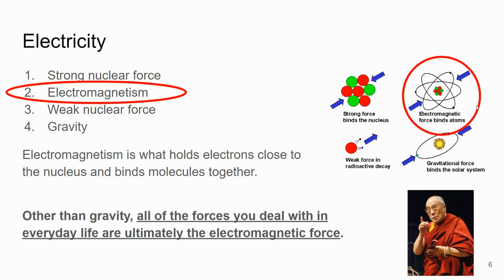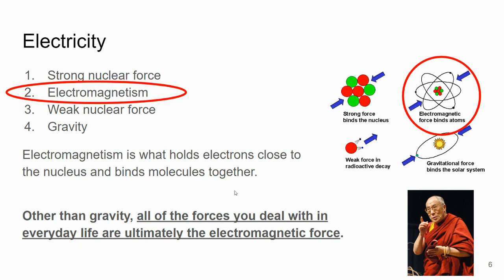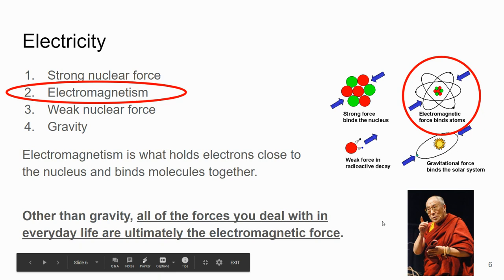It's also all of the molecular bonding that goes on in all of chemistry. It's all about electromagnetic charges, electromagnetic forces. And other than gravity, all the forces you deal with in everyday life are ultimately the electromagnetic force. So all the problems we did last year involving the normal force, well, the normal force at its smallest level is an electromagnetic interaction between things. So is friction. So is tension in a rope. All of these things. So electromagnetism is a big idea. This is a one with everything idea. This is going on everywhere all the time.